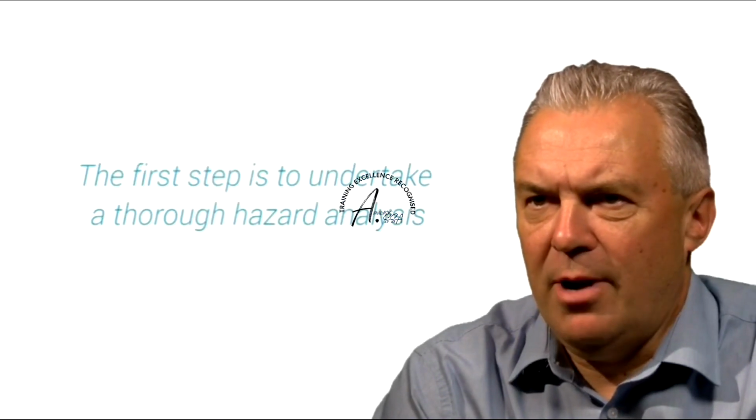A good HACCP plan helps you spot problems before they compromise food safety and enables you to take suitable measures to correct them. The first step is to undertake a thorough hazard analysis. A hazard is something that is dangerous. In this case, it is something that may make food unsafe or unfit to eat.